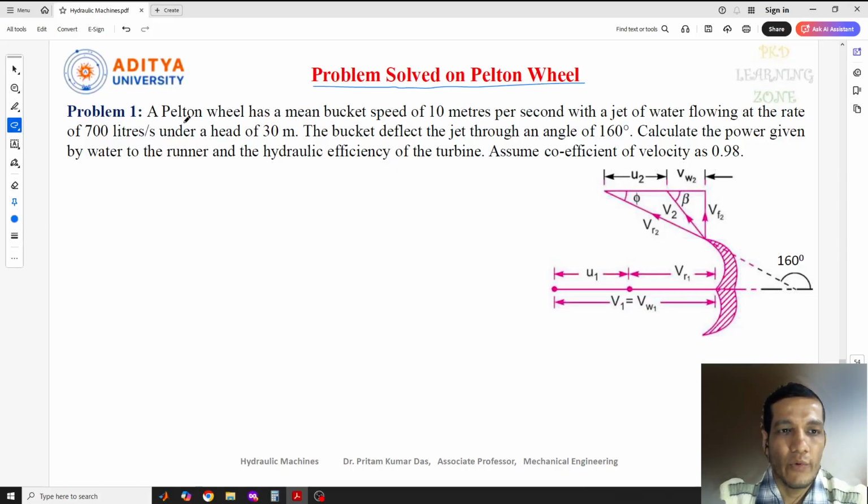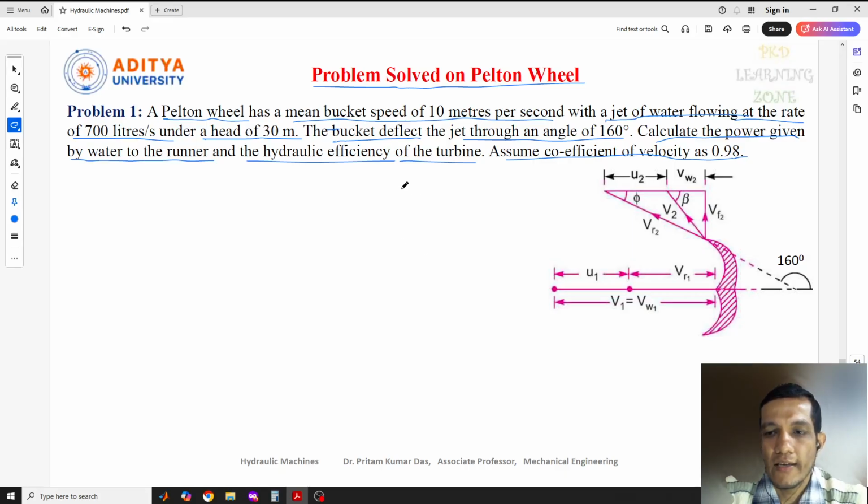Here I have taken a question: a Pelton wheel has a mean bucket speed of 10 meter per second, with a jet of water flowing at the rate of 700 liter per second under a head of 30 meter. The bucket deflects the jet through an angle of 160 degree. Calculate the power given by the water to the runner and the hydraulic efficiency of the turbine. Assume that the coefficient of velocity is 0.98.